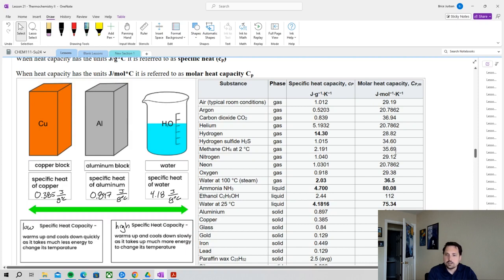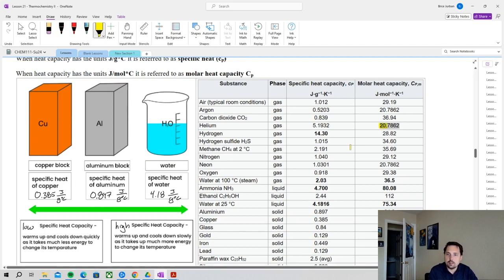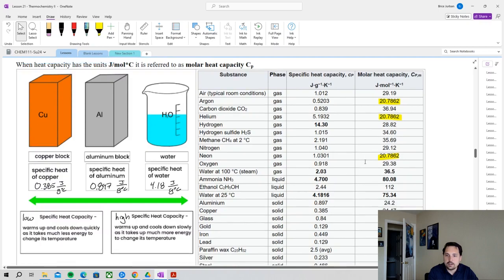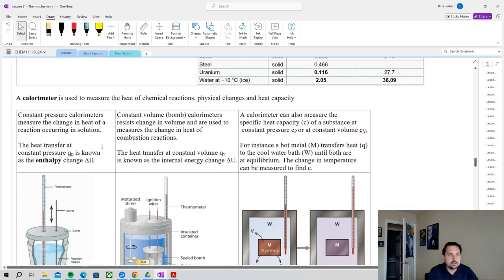But some of these values we'll notice are all the same. I'm just going to point those out here in yellow, and we'll come back to this later. Why are all these the same value? These are monoatomic gases: argon, helium, and neon. So why are those all the same? Okay, we'll come back to that in a little bit.